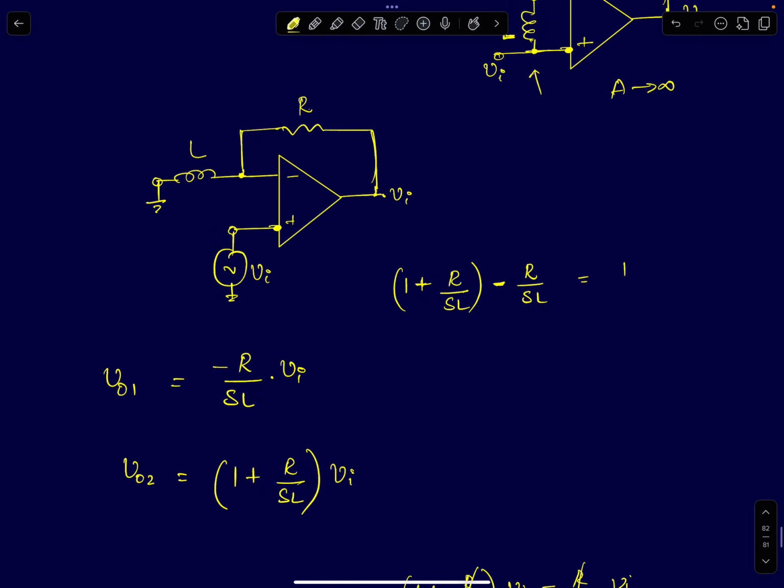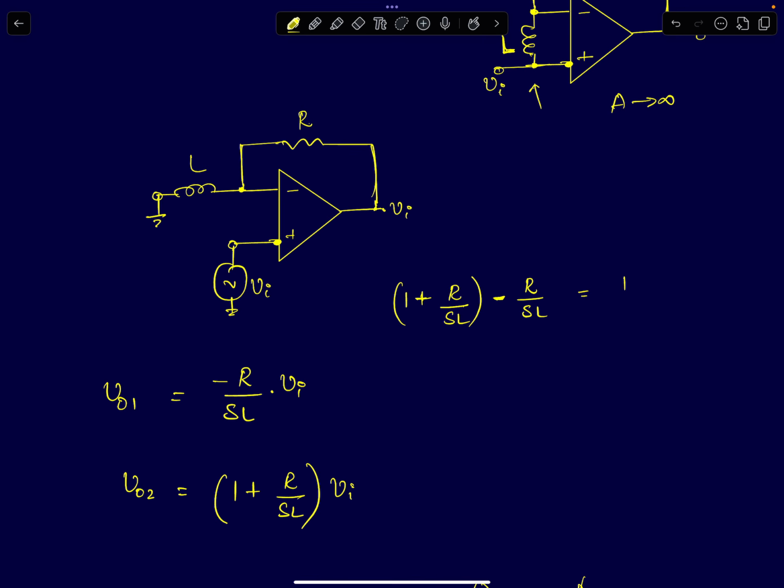Remember, in this circuit I have assumed that the op-amp's gain is infinity. Because the op-amp's gain is infinite, even though the inductor is trying to short this node voltage to 0 volts, I have ignored its effect. I have assumed the loop gain is still infinite, right?